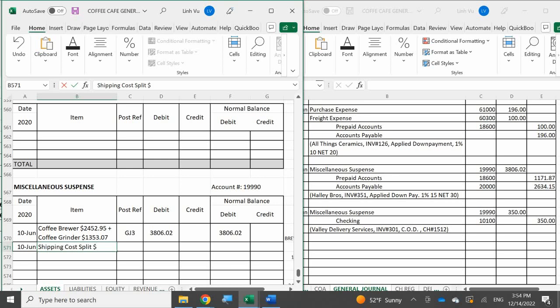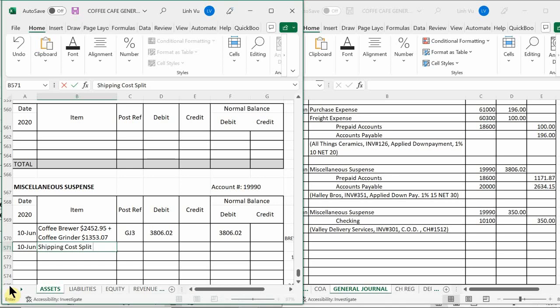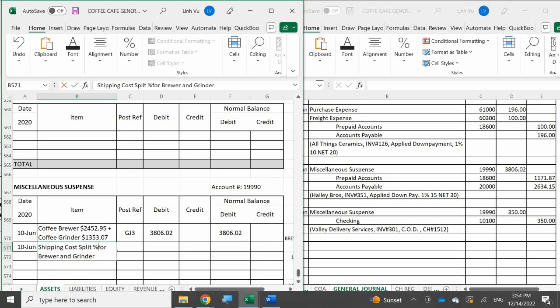What is $350 divided by 2? $175, right? So I'm going to go ahead and split for brewer and grinder. Okay, split 50% I'm going to put here.